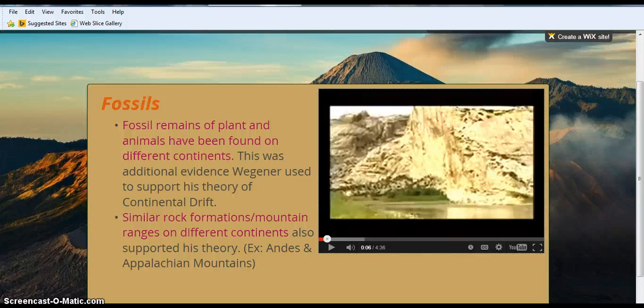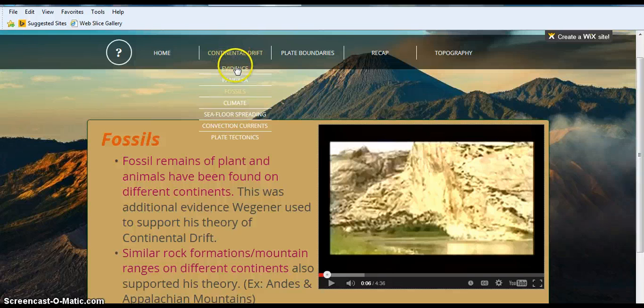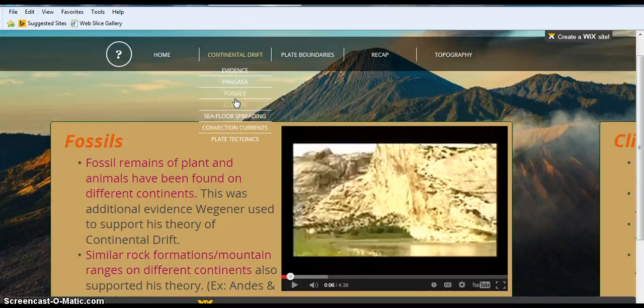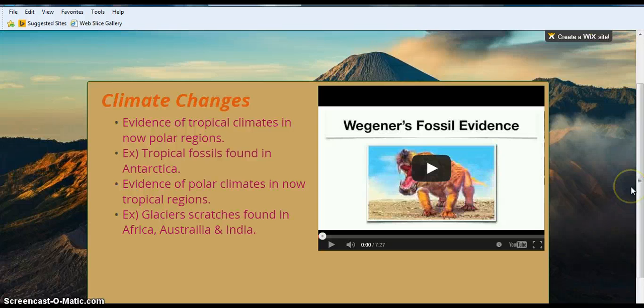Okay, so that sums up talking about the second piece of evidence from Alfred Wegener. Let's go ahead and take a look at the next piece of evidence, which is based on climate. A piece of evidence that Alfred Wegener discovered regarding climate changes was evidence of tropical climates now found in polar regions. An example of that would be tropical fossils that were found in Antarctica. Evidence of polar climates in what we would now consider tropical regions was also found. Examples of that would be glacier scratches found in Africa, Australia, and India.